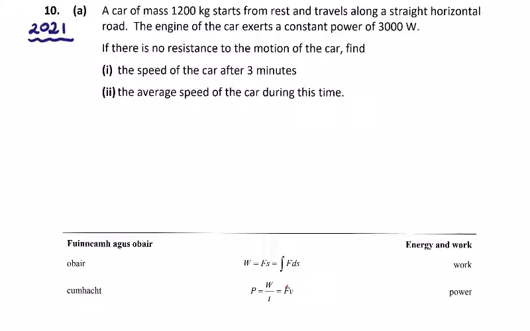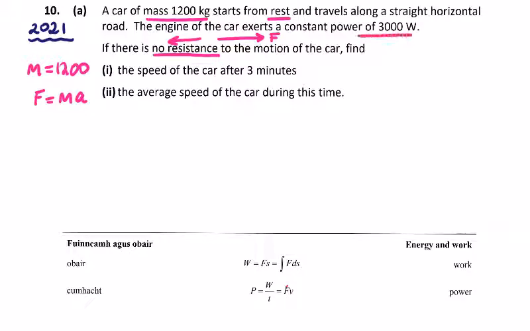2021 question 10a. A car of mass 1200 kilograms, M is 1200, starts from rest, travels along a straight horizontal road. So let's say it's going in this direction. That's its force, it's going in that direction. We're going to have possibly a resistance force. No, underneath there's no resistance, so we just have force is equal to ma in this case.